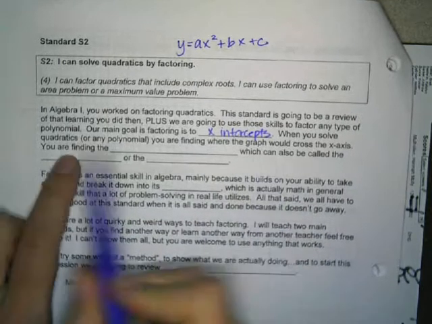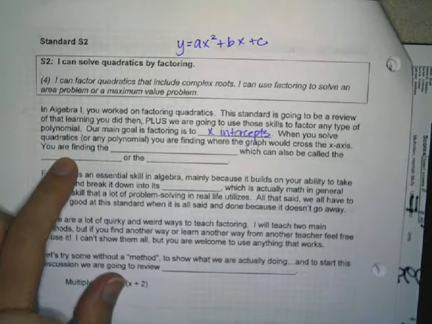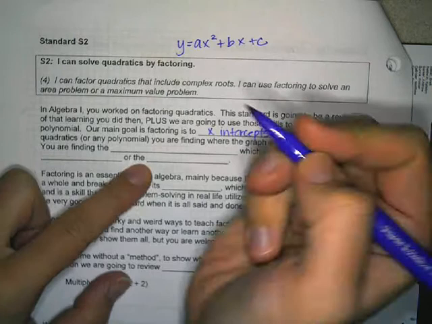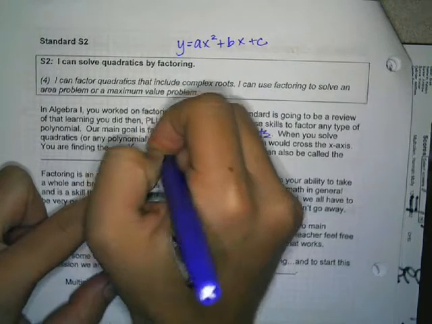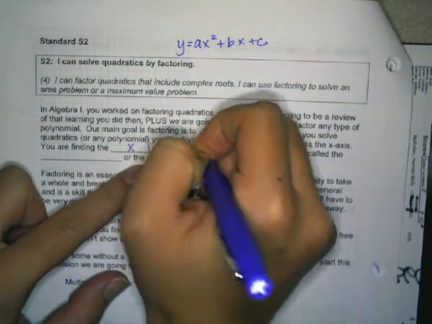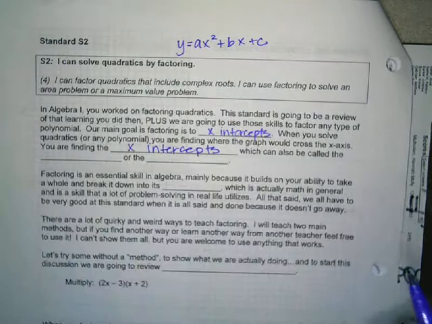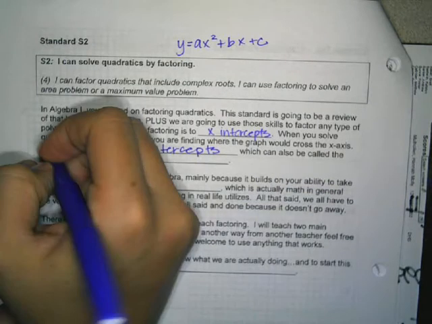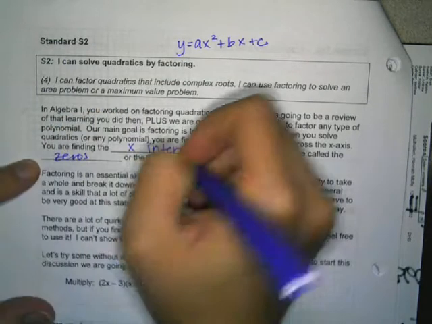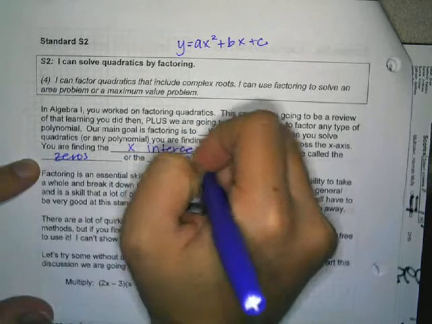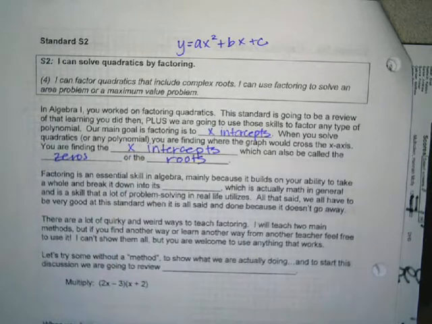But whenever you solve quadratics, you're finding where the graph would cross the x-axis. You are finding the x-intercepts, which can also be called the zeros or the roots. They're kind of all names that would identify the same things, the places where they cross the x-axis.